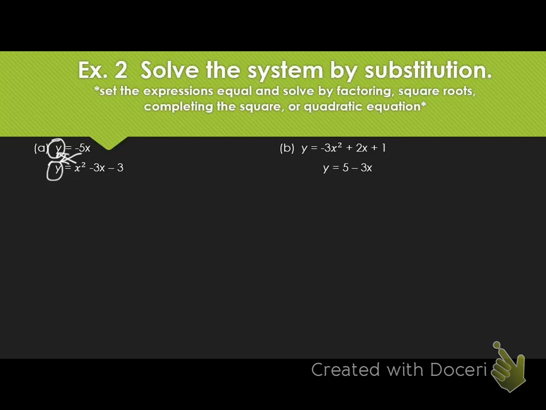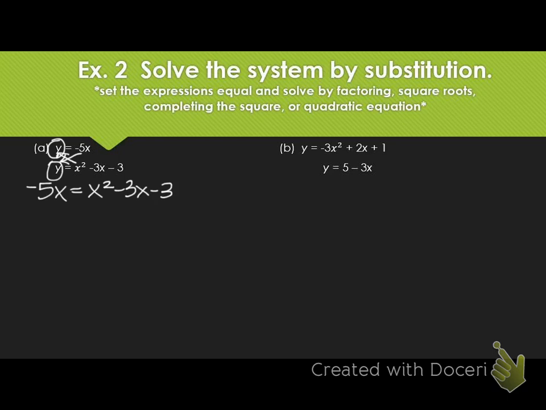However you see it, it doesn't matter. If both expressions equal y, then they equal each other. So that's why I put right under the directions, set the expressions equal and solve. So we're going to take negative 5x and we're going to set it equal to x squared minus 3x minus 3. Now, we have options because it says solve by factoring. Okay, we haven't seen that in a few weeks, but we can factor these. We can solve using square roots, possibly. We can solve by completing the square or the quadratic equation.